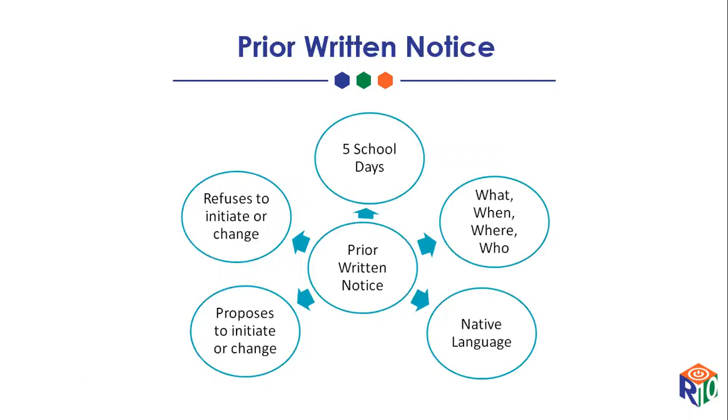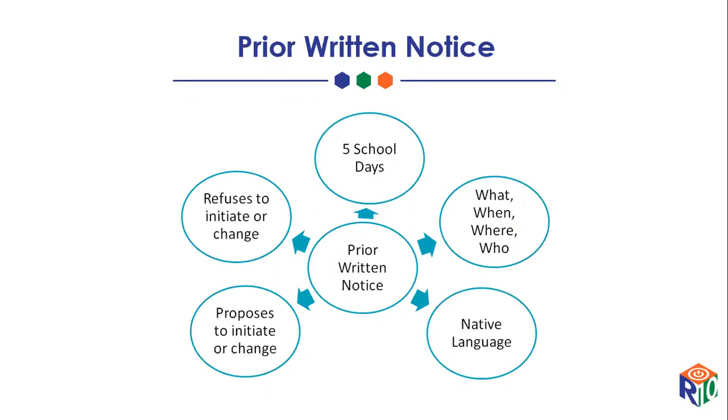Prior written notice. The school must provide prior written notice to you of the decisions made as a result of the ARD committee meeting. You should receive the prior written notice 5 school days before the school plans to take or refuses to take actions related to the identification, evaluation, or educational placement of your child. This is not everything, but here are a few examples of when you should receive prior written notice.